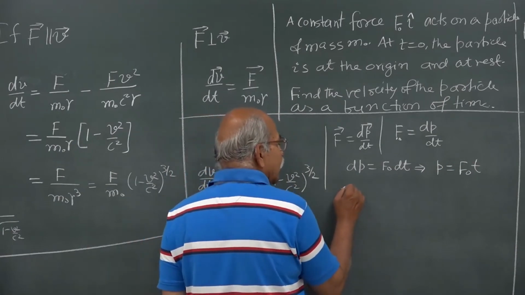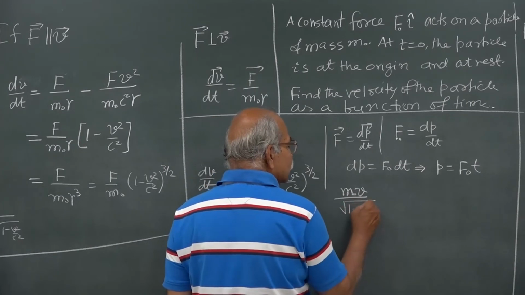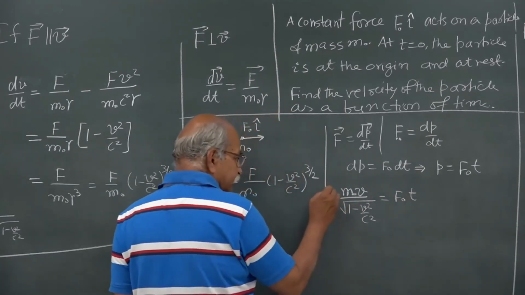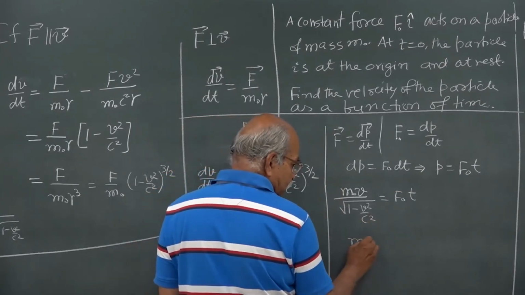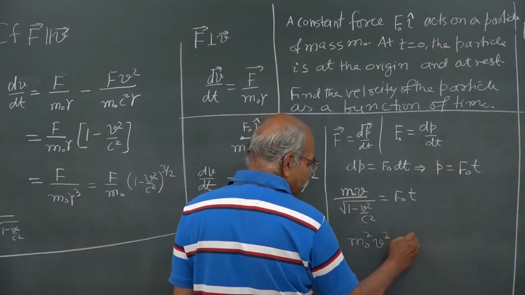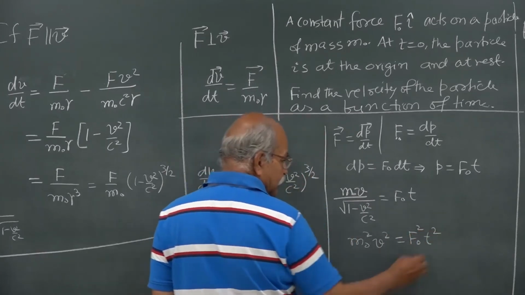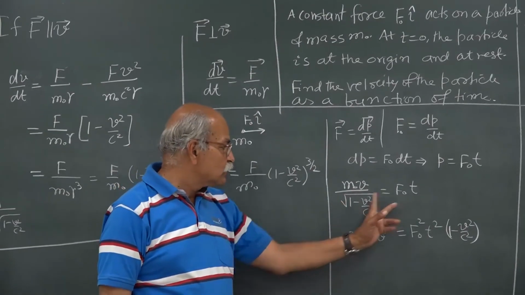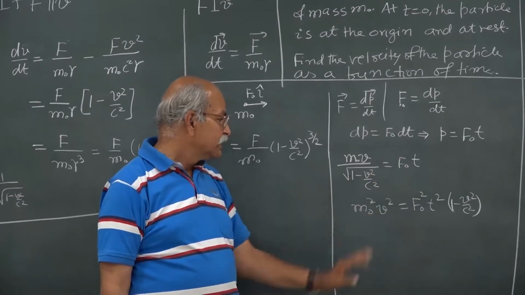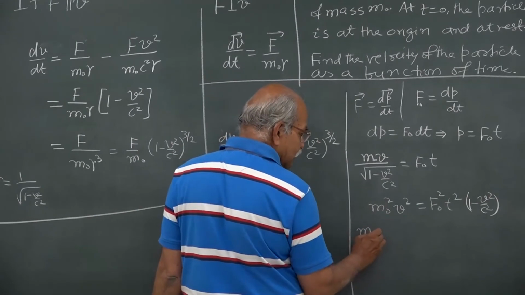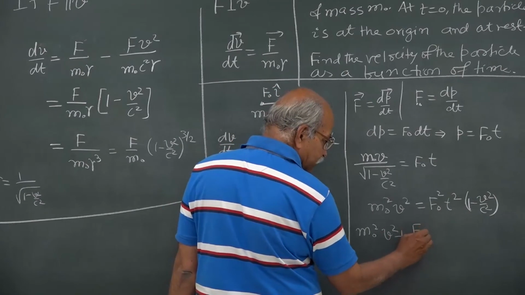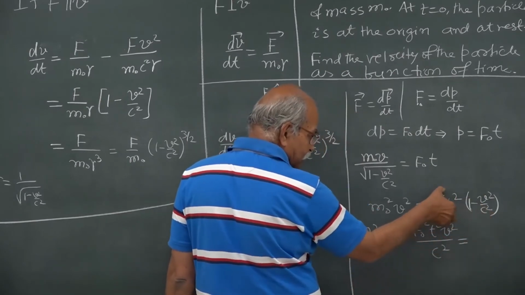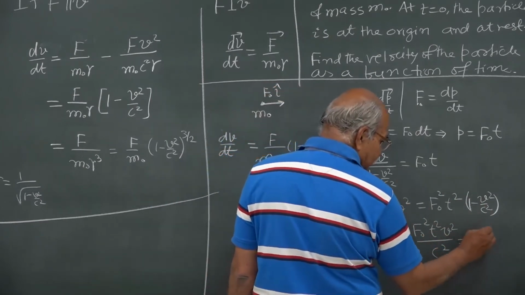And what is p? p is m naught v divided by square root of 1 minus v square by c square, and this is equal to F naught t. Hence you can write m naught square v square is equal to F naught square t square multiplied by 1 minus v square by c square. Okay, square both sides and take this to the other side. Collect the v square terms together. So, you have m naught square v square plus F naught square t square v square by c square, equal to F naught square t square.